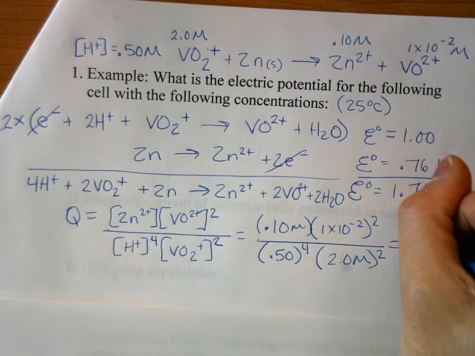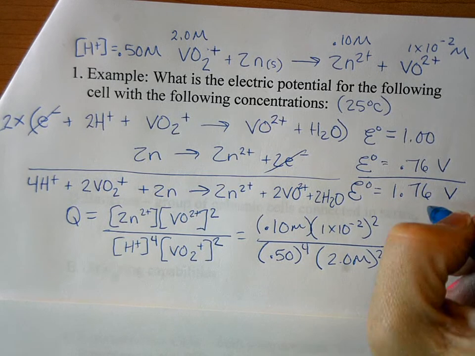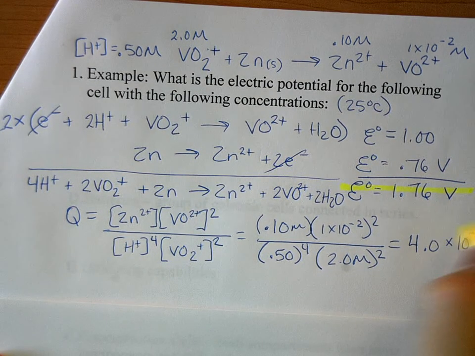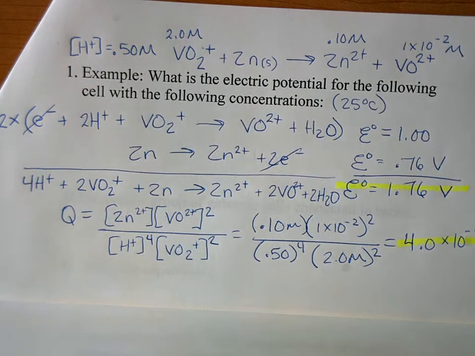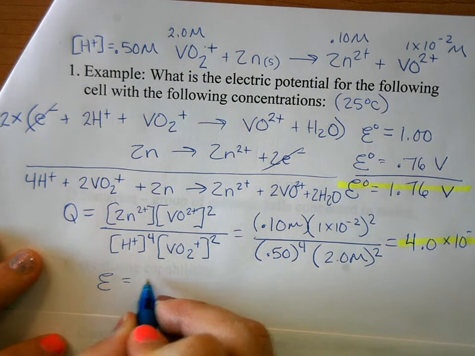Okay, that gives me a Q value of 4.0 times 10 to the negative 5. So these numbers are the ones I need to calculate my electric potential. That's Q, and then my standard electric potential there. So then I can go ahead and just plug in.